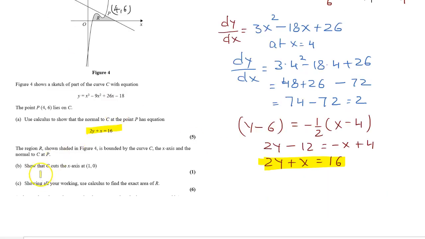The region R is bounded by the curve C, the x-axis and the normal. These three things: one is this line, and one is this curve. Show that the curve C cuts the x-axis at (1, 0). So this point is saying (1, 0). So we put y is equal to 0 in this equation.